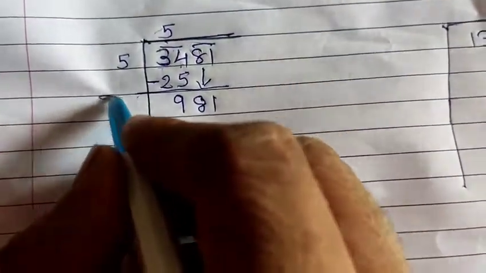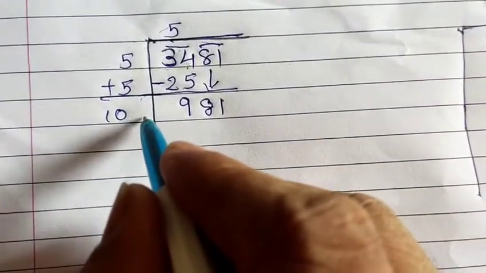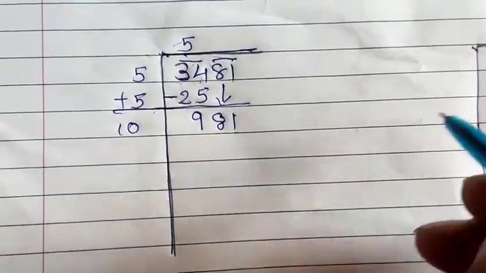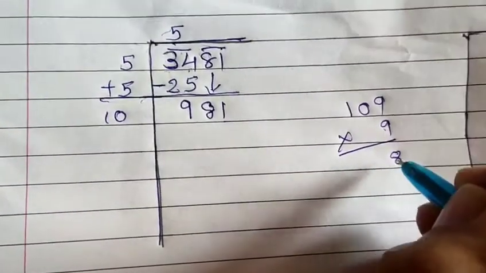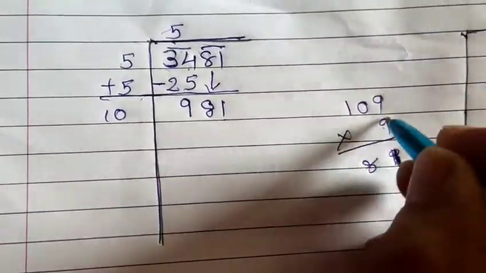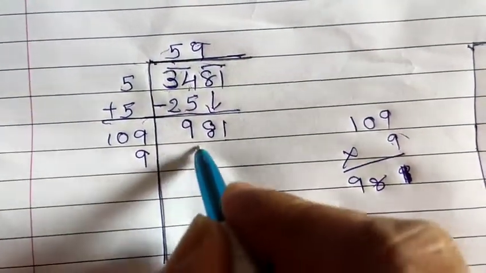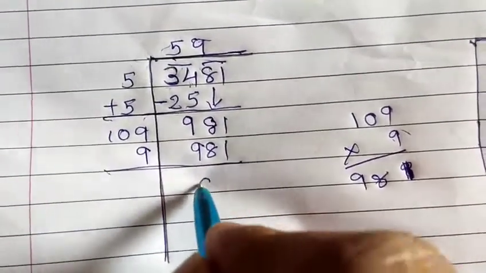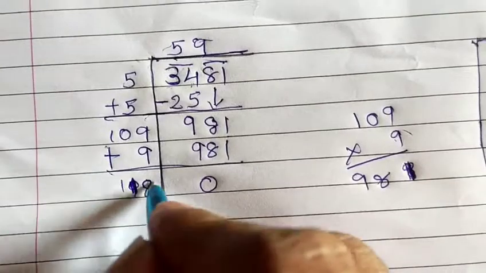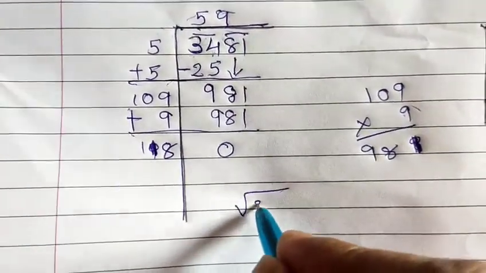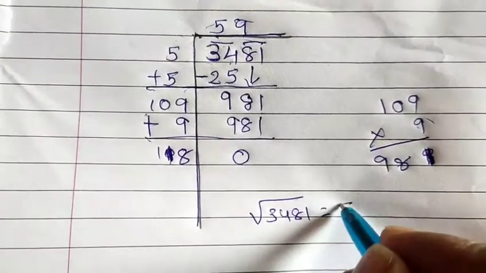Double whatever value of divisor you have taken, so you will get 10 over here. Now dear student, your unit place is 1, so you can go with 9. As we all know, 9 9s are 81. So 9 9s are 81, 8 and 9 1s are 9. Yes, we got it. Whatever value you are taking as a divisor, the same value you have to take in the quotient. So 109 9s are 981. Remainder 0. So that means the square root of 3481 is 59.